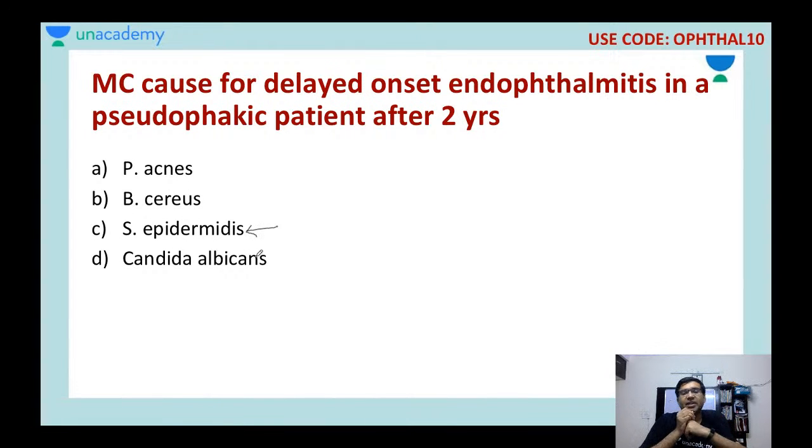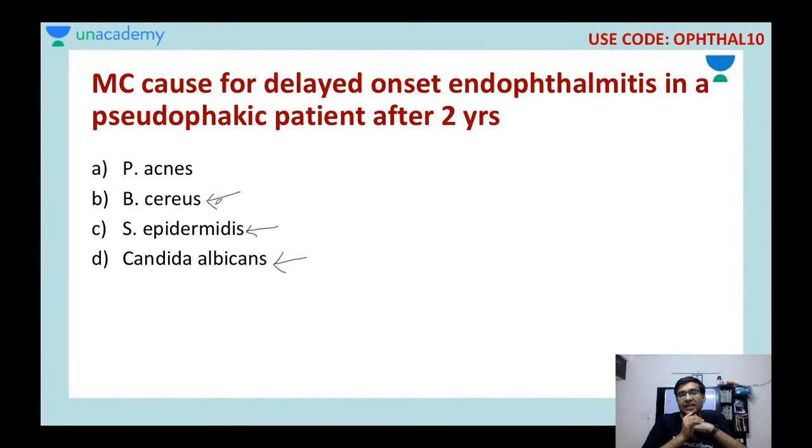Candida albicans is a cause of endophthalmitis more commonly in endogenous endophthalmitis. Any endophthalmitis which you see after an immunosuppressive condition, like COVID-19, or in a patient suffering from HIV or an immunosuppressed patient. Bacillus cereus is the one which you see more commonly after perforating trauma.